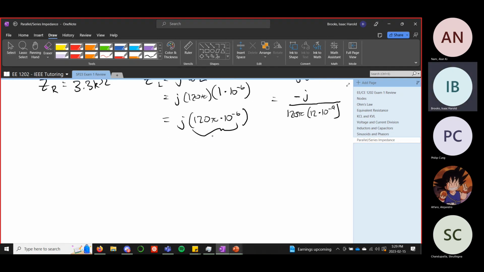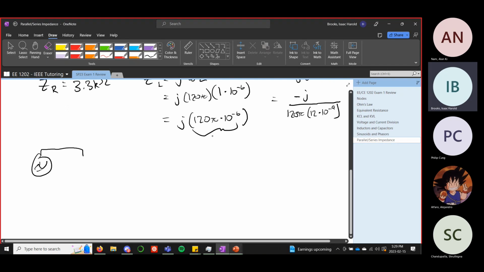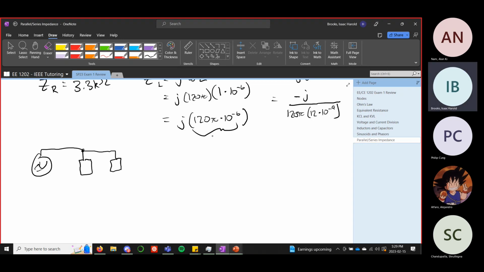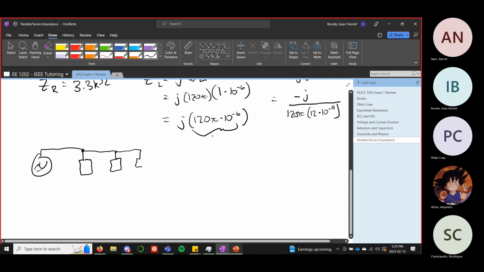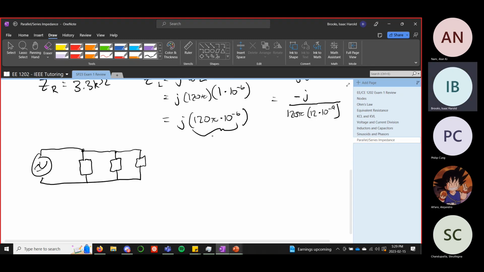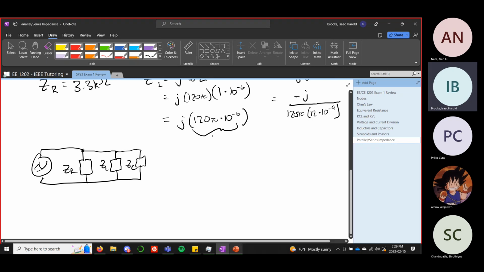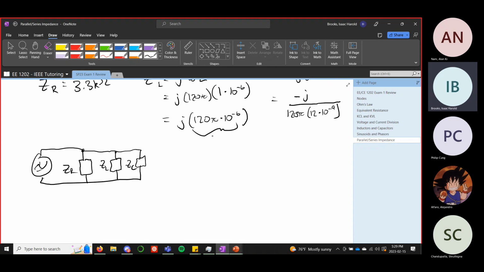Yeah. So let's first, this is our voltage source. It's going to be some sine wave. And let's just draw boxes for impedances. Okay. We're abstracting away the components. This is ZR, ZL, ZC. And it really doesn't matter what they are. If we're dealing with impedances, then we can treat them all like resistors.